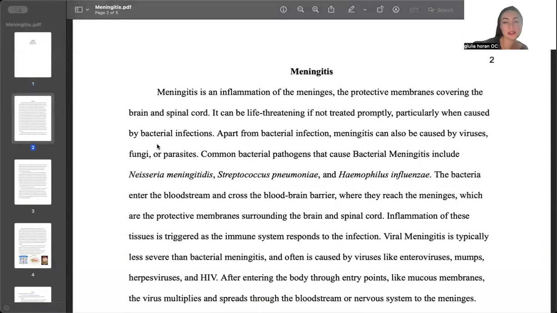Meningitis is an inflammation of the meninges. Just like the name suggests, the ending itis means inflammation. The meninges are protective membranes covering the brain and the spinal cord.